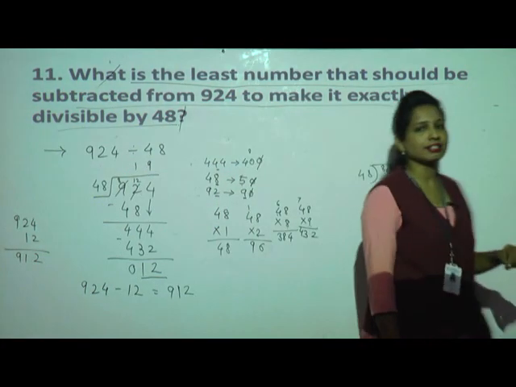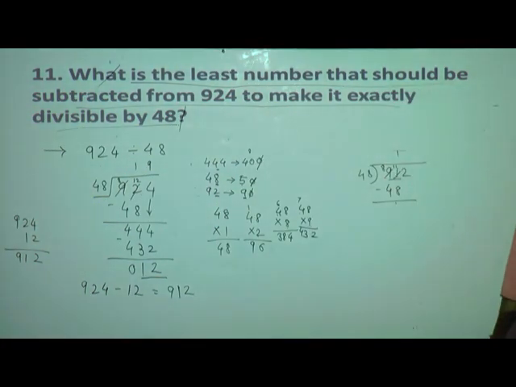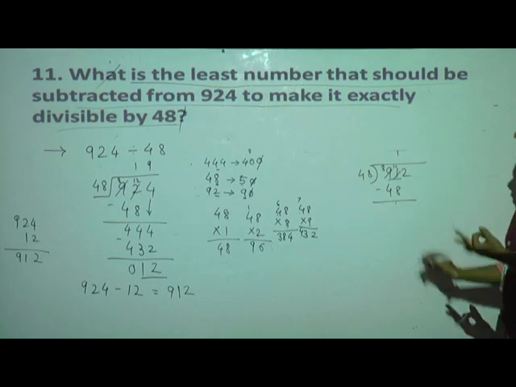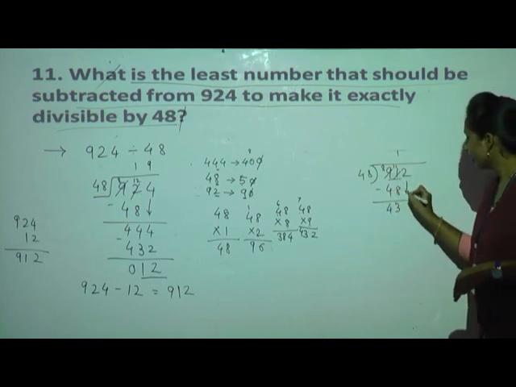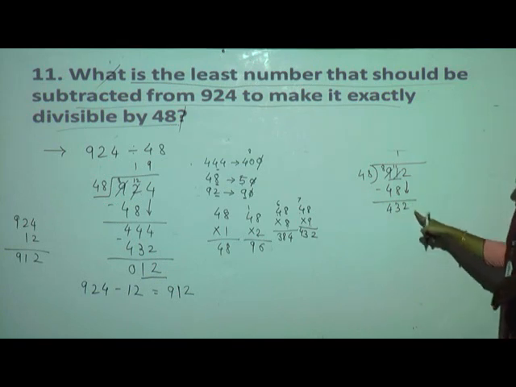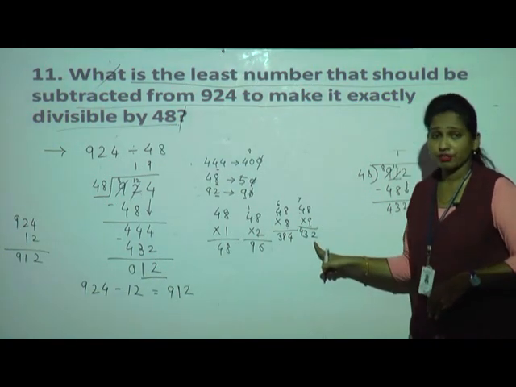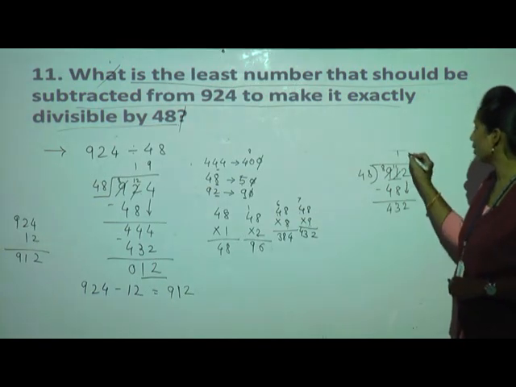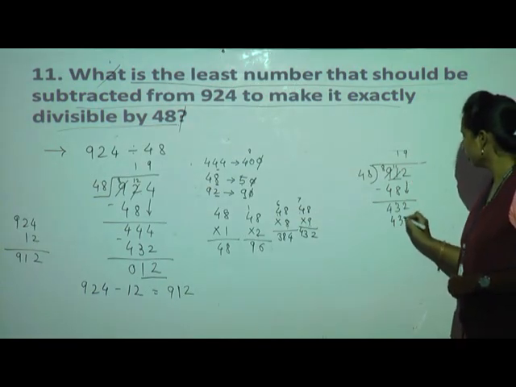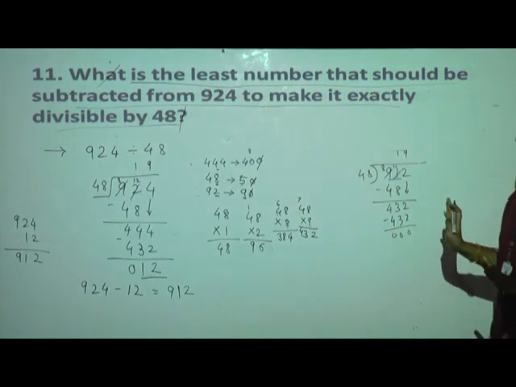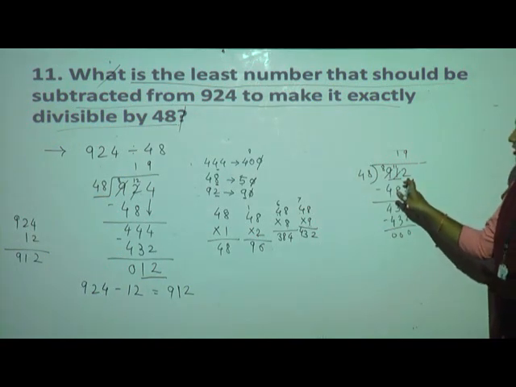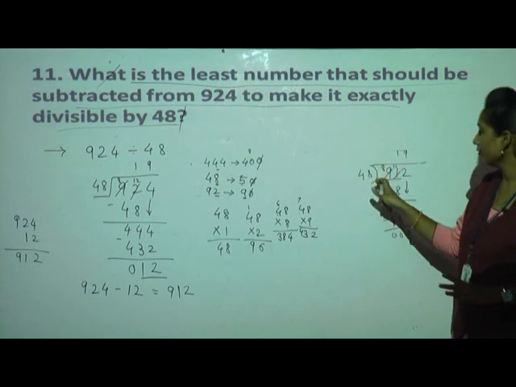Now 11 minus 8: count after 8 till 11 comes. 8, after 9, 10, 11. 3 will remain and 8 minus 4 is 4. Now bring down 2. See, 432. 48 9 times is 432. 0, 0, 0. Got it? See, this is exactly divisible by 48.